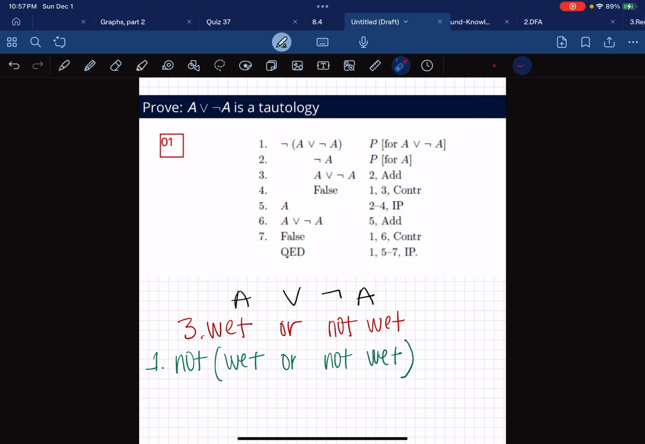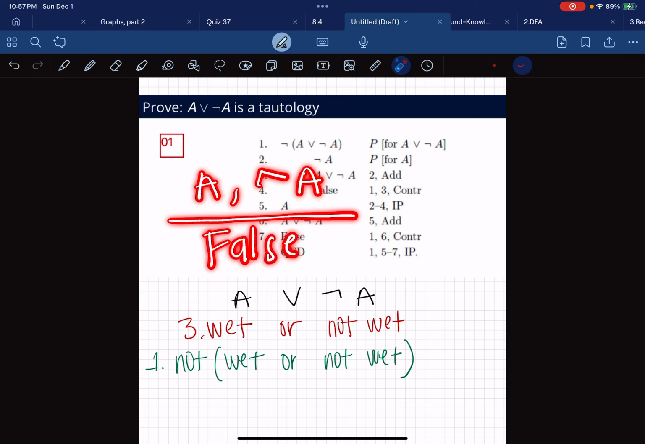Now we look at lines 1 and 6, and we can say that line 7 is false because lines 1 and 6 are contradicting each other. A contradiction means that they're not the same. One could be false, and one of them could be true. So the contradiction rule says that A or not A is false.